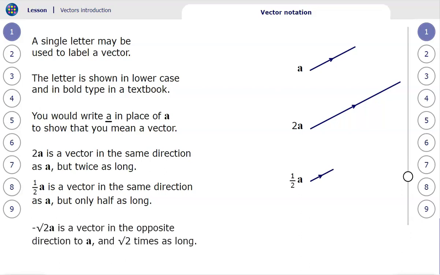And if it was minus root 2a, well, then it's going to be a vector that's in the opposite direction. The minus is going to talk about it being negative. Change the direction, and root 2 is going to be the magnitude of it, about 1.41 times a.